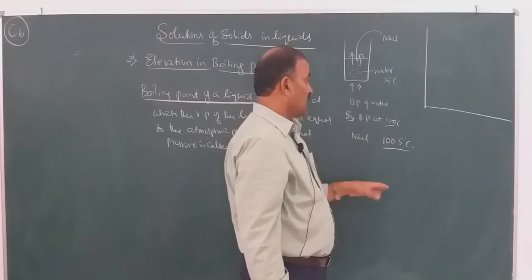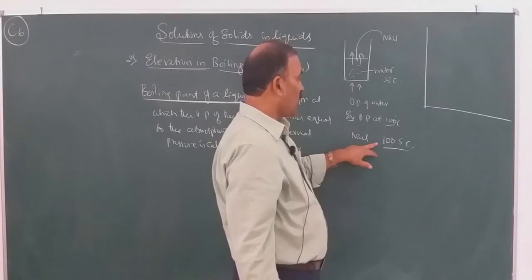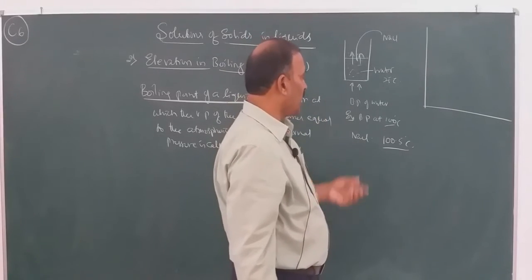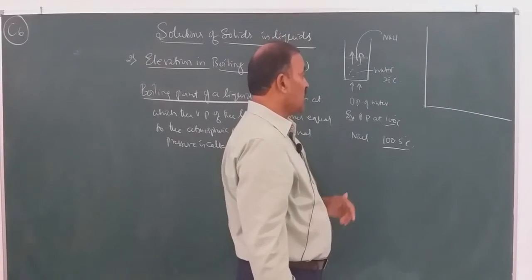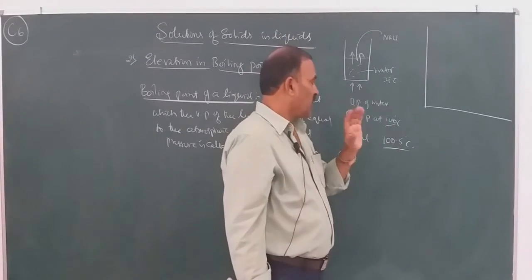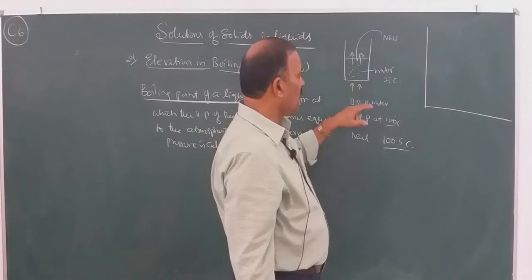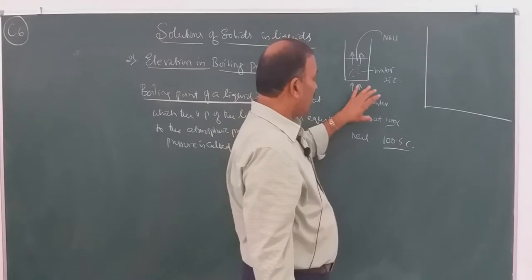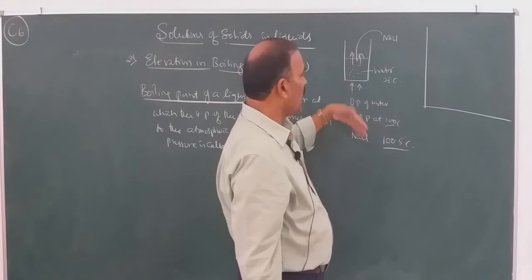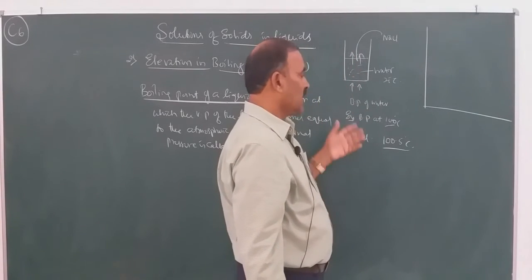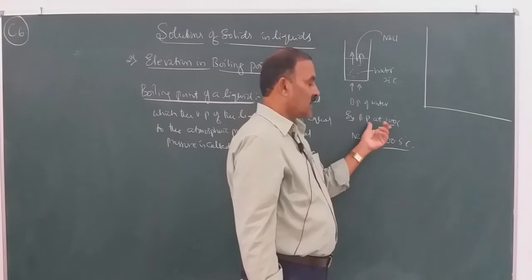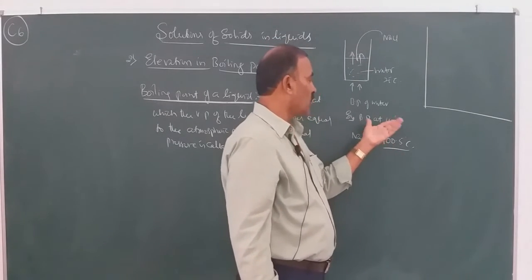That means the increase in the boiling point produced by the addition of a solute to the solvent is known as elevation in the boiling point. So, when a non-volatile solute is added into solvent, the vapor pressure decreases, boiling point increases. That means boiling point of solution is always greater than boiling point of pure solvent.